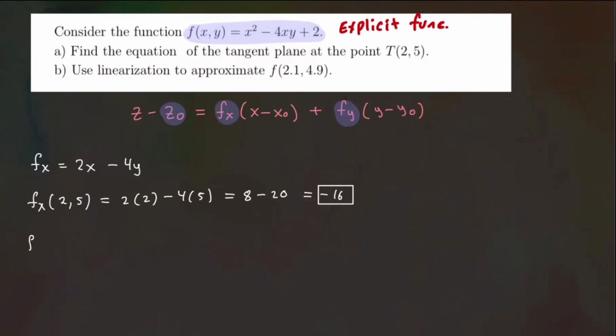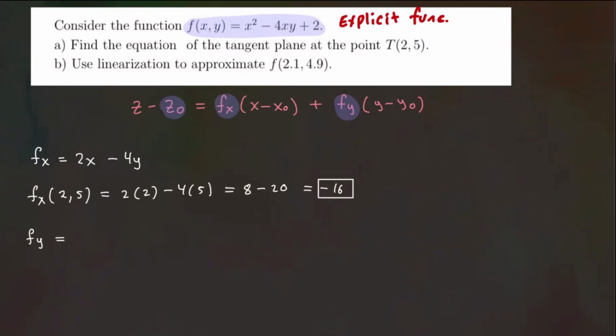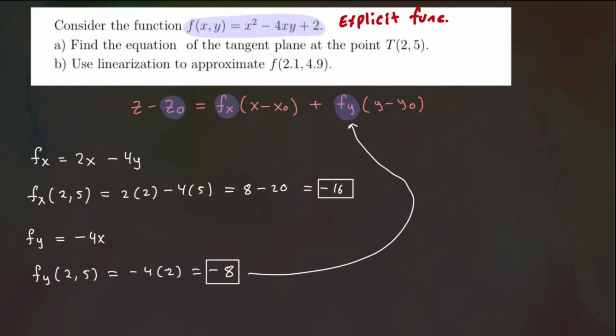Now let's continue to the next partial derivative. We'll now compute partial of f with respect to y. Now we're going to treat x as a constant. So this is going to be 0. Differentiate this with respect to y: x is a constant, 4 is a constant, so that's simply negative 4x. And then differentiate 2 with respect to y. That's also 0. Now we evaluate this at the point 2 comma 5. Plugging in x equals 2, we have negative 4 times 2, that would give us negative 8. That is the value we're going to substitute right here in our tangent plane.